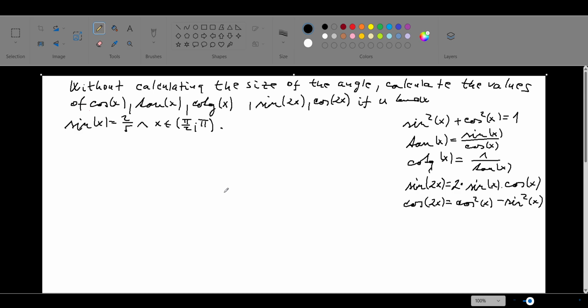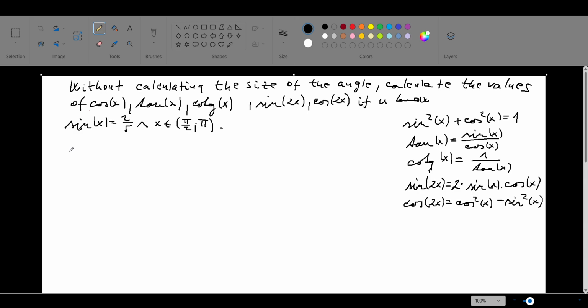In this video we are going to solve the task without calculating the size of the angle. Calculate the values of cosine x, tangent of x, cotangent of x, and sine of 2x and cosine of 2x, if you know that the value of sine of x is equal to 2/5 and x, our angle, is from the interval pi/2 to pi.